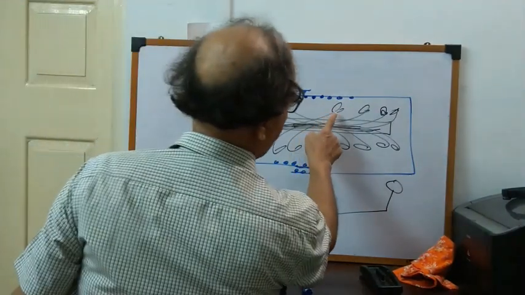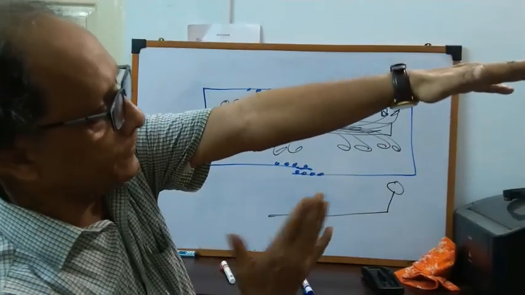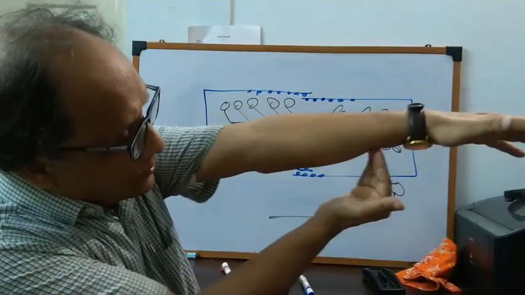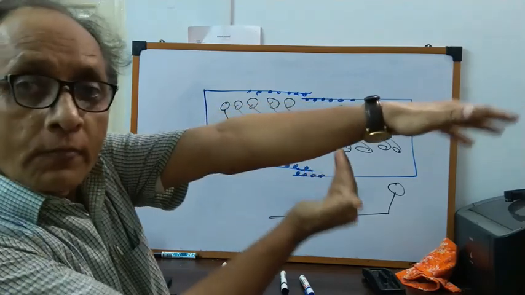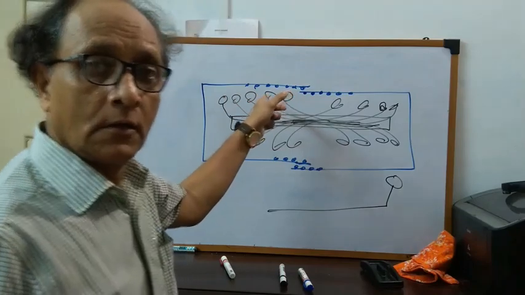So when myosin heads are attached with the active sites of actin, suppose this is the thin filament and this is the myosin head, they attach with each other and thereby it forms a cross bridge. So this is the orientation.